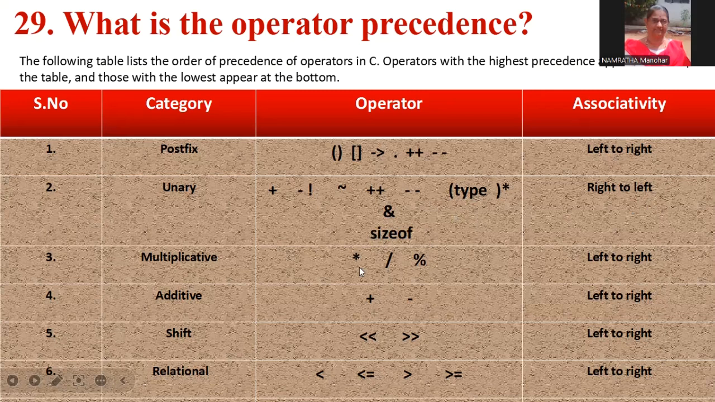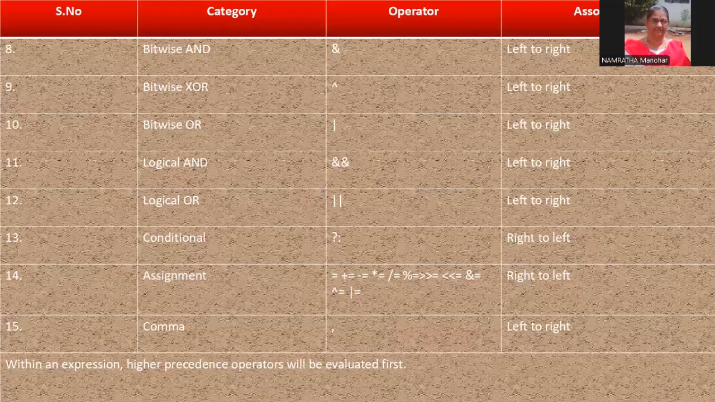Similarly, multiplicative: multiplication, division, modulo. The percentage sign is used for modulo. Left to right. Additive, plus minus, left to right. Shift, double shift left side, double shift right side, left to right. Relational, less than or equal to, greater than or equal to. They are evaluated left to right. How to use them, we will see in our examples, as we are taking up many examples in another episode. Now we have some more.